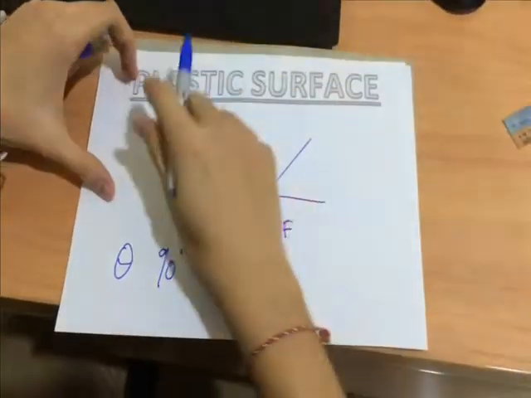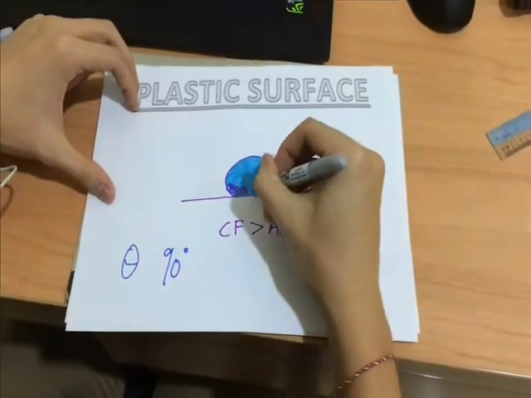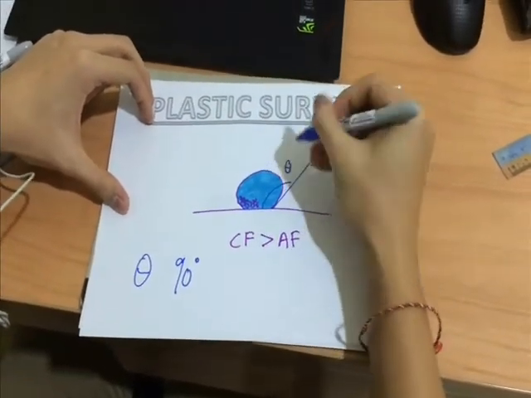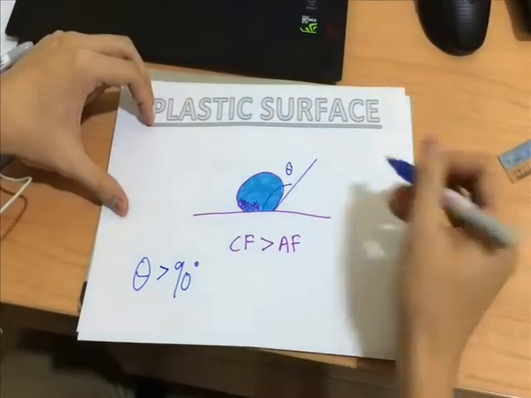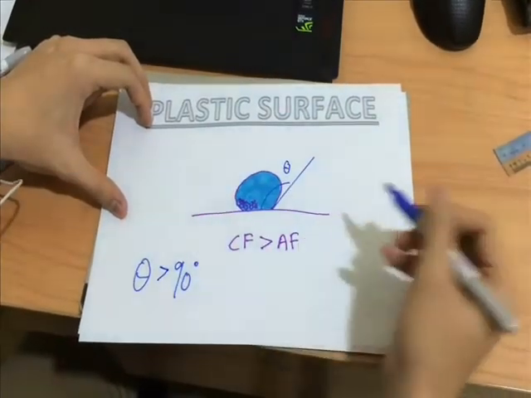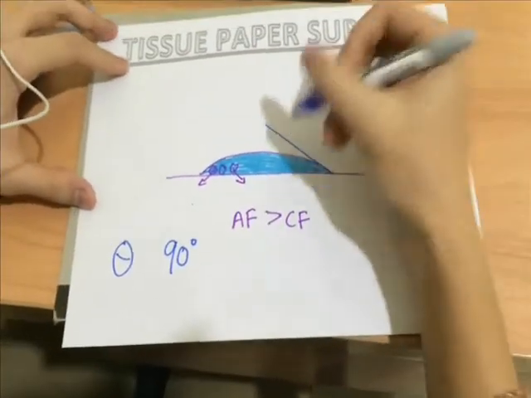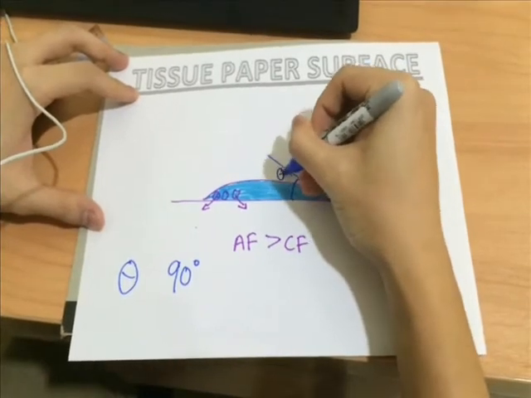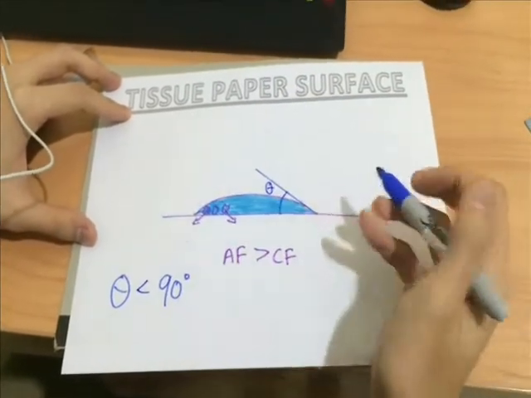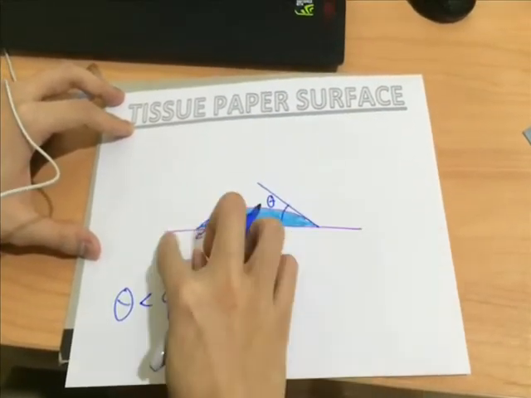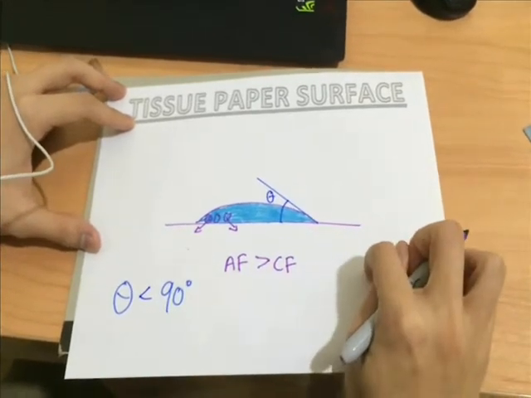For the plastic surface, we can observe the angle is more than 90 degrees. This is the reason why the droplet does not wet the surface. For the tissue paper surface, we can observe the angle is less than 90 degrees, and this is the reason why the water droplet forms a thin film and wets the surface completely.